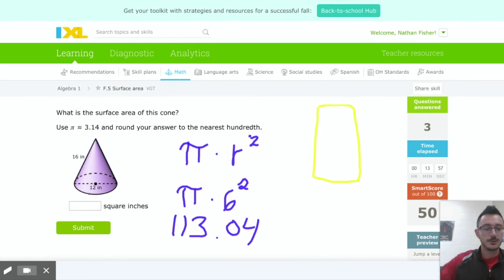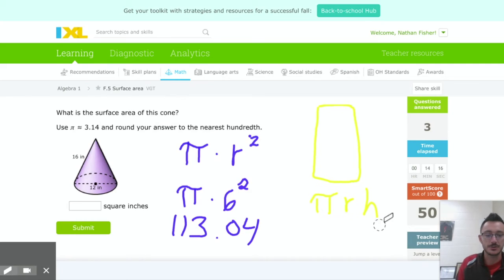To get circumference, it's very close to the area. I've got my shape over here. It's pi times the radius times the height. Well, actually, we don't even need the height section quite yet. That's going to get us the area. So pi times the radius.